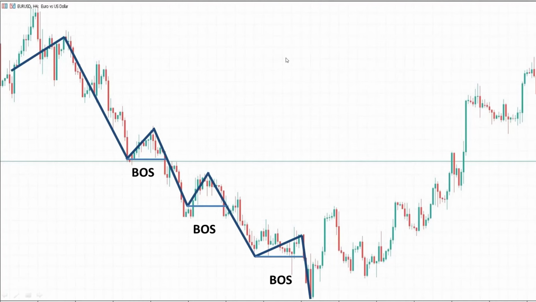Note that a change of character occurred when the last lower high was broken and a reversal was made. This caused a bullish or an uptrend to be created. This is what is called a change of character.